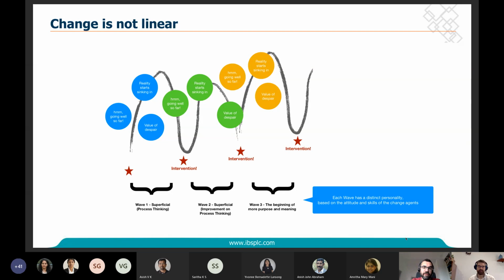And this is something that happens every now and again, and sometimes it is described as changes following certain waves, and each wave will have its own specific characteristics and almost personality depending on the actions or the things that are happening.